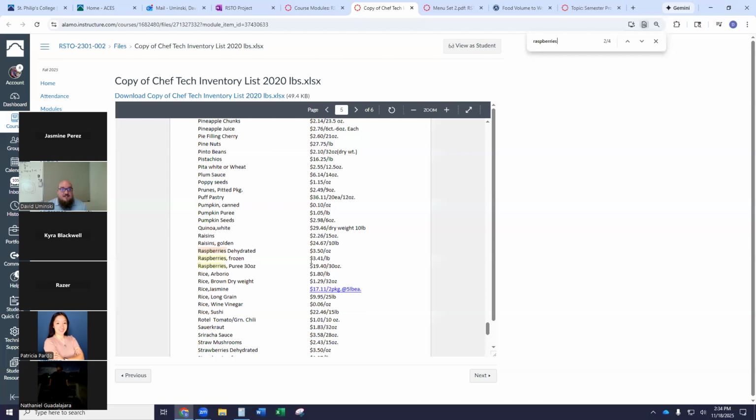Yeah, so frozen. See, this one's even easier because it's 341 per pound, and you only need two pounds. Okay, that makes my whole life so much easier. So frozen raspberries are 341 per pound. Okay, I think I got this one now. Awesome. Thank you. You're welcome.